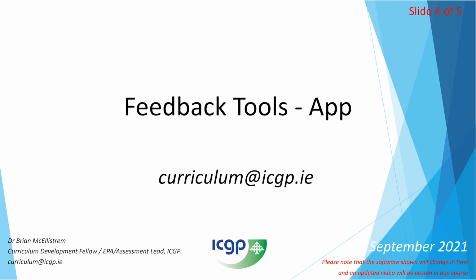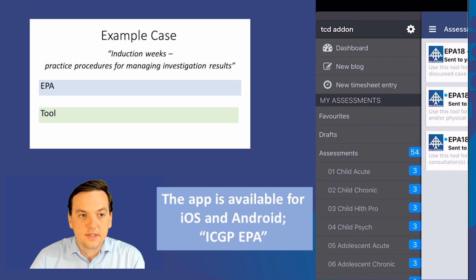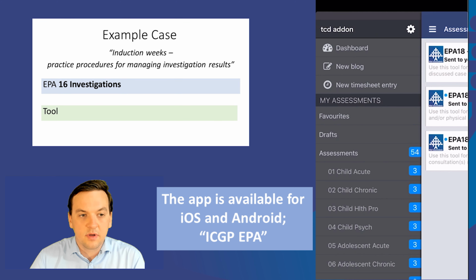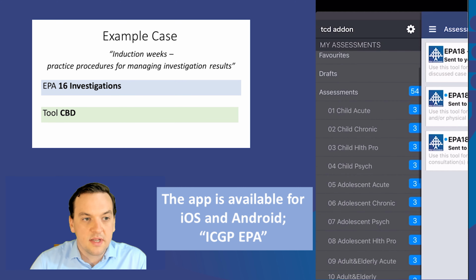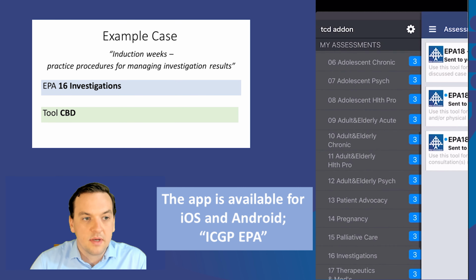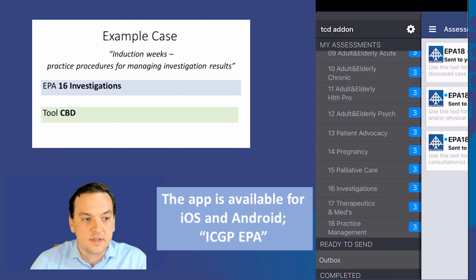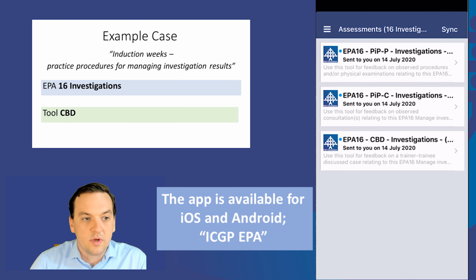Next we will take a brief look at using the same tools in the app. In this particular example, we are going to focus on the management and follow-up of investigations within the practice. To do this, we scroll down on the left-hand side of the menu inside the app down to EPA 16 Investigations. And then we select the appropriate tool, which in this case would be case-based discussion.